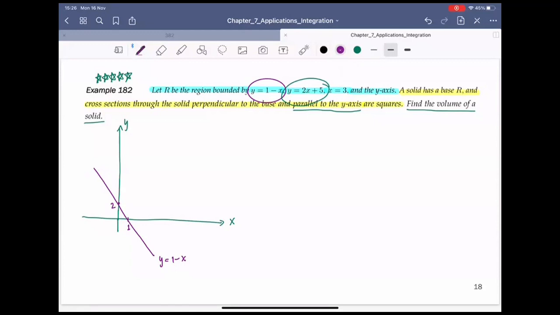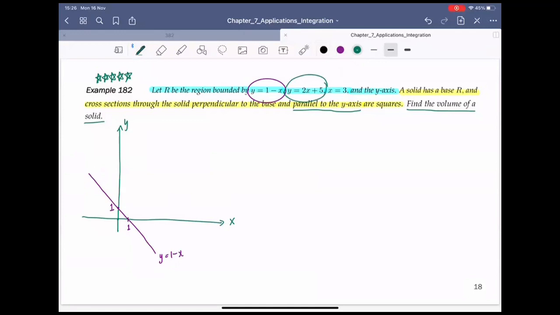Is that right? 1 second. It's going to be 1 and 1. So I don't know why I said 2. Stupid me. It's going to be 1 and 1. So x equal to 1, y equal to 0, y equal to 0, x equal to 1. Sorry, 1, 1. All right, y equal to 1 minus x. Next is y equal to 2x plus 5.